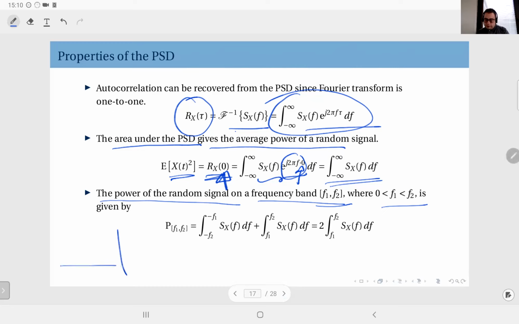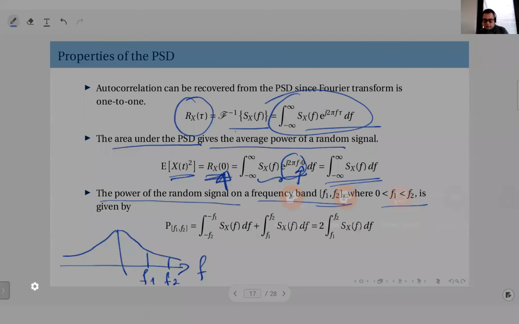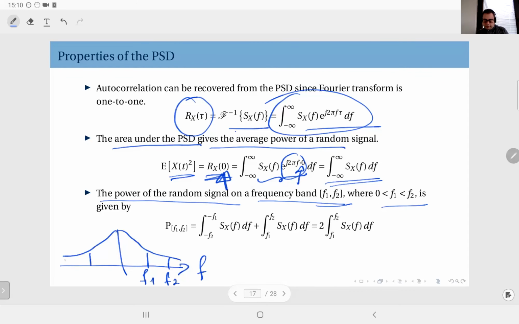Here, if you remember, I had said that the PSD is an even function. So this is the frequency axis. It's something like this, let's say. Okay, it's an even function. Okay, so the frequency band is here from F1 to F2, and you will have to do it on the negative side too.